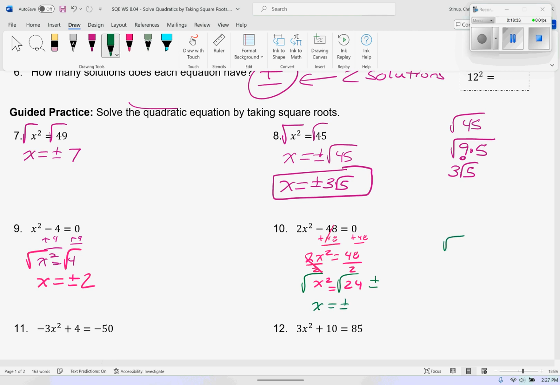I'm going to take root 24 off to the side. Which one of those blue numbers goes into 24? 6 and 4. Good. Square root of 4 is? So I get 2 root 6. So x equals plus or minus 2 root 6.